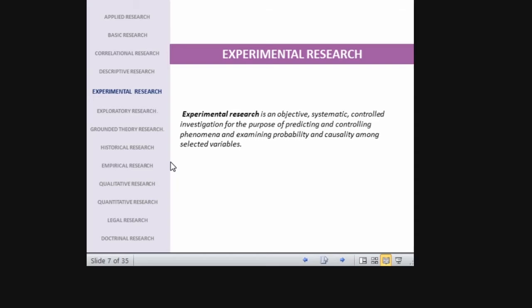As you know, the word experimental involves experimenting with something, trying to find out something new based on certain parameters. It is an objective, systematic, controlled investigation for the purpose of predicting and controlling phenomena. Let me say this in simple terms. You are going to experiment on the effect of library usage in improving academic performance. So you are taking, let me say, an example of 20 students.